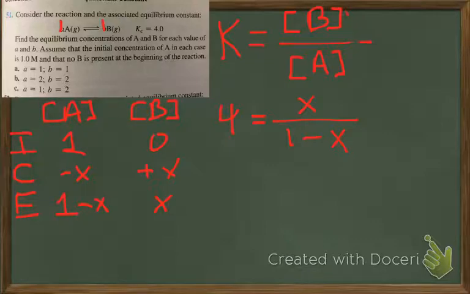Okay? So now I just have to solve for X. Which, solving for X isn't so bad, right? We all took algebra, we all passed algebra. Got an A in algebra. So, we'll just multiply both sides. We get 4 minus 4x equals x. And then we'll add the 4x over there. So 4 equals 5x. X equals 4/5.